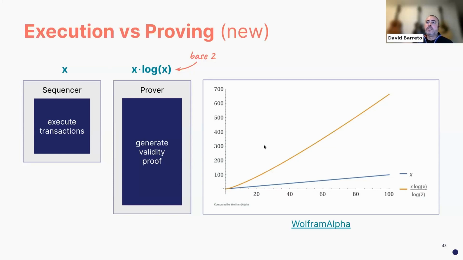Again, this is base 2, the logarithmic. You can see visually the difference, the blue line being the effort of the sequencer, while the yellow line is the effort of the prover to create a validity proof. So there's a big gap between the two. So you can see why it takes a lot of effort. Even though verification is cheap, the proof creation takes a lot of effort to perform.